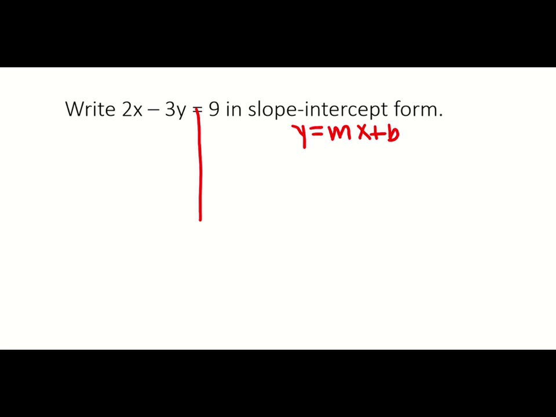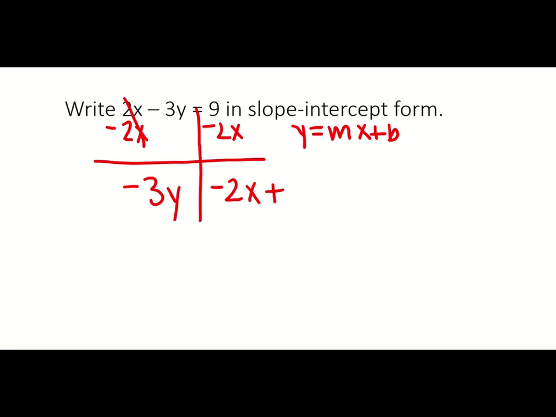Right now I have a positive 2x, so I need to do the opposite and subtract 2x from both sides of the equation. On the left, I'll be left with negative 3y, and I need to write the right so it looks like mx plus b. So I'm actually going to write negative 2x first, and then plus 9 because it was a positive 9. Once I have the y part by itself, I then have to get rid of the number with y. Negative 3 is being multiplied with y, so I need to divide every piece by negative 3.